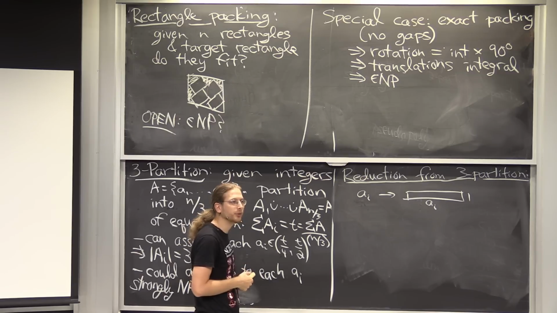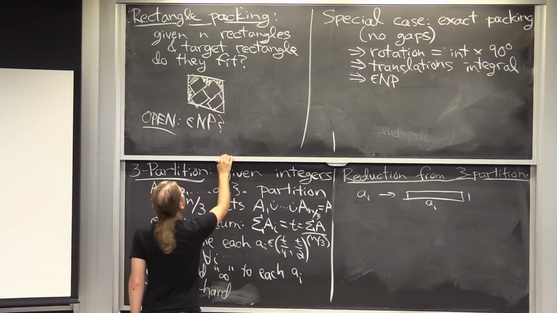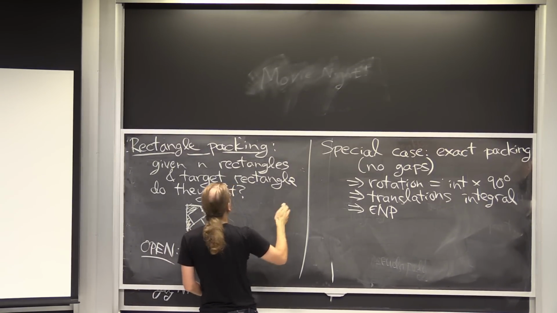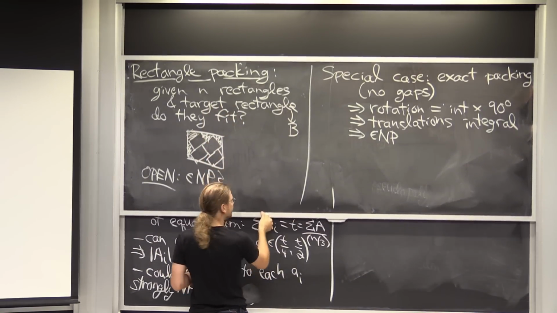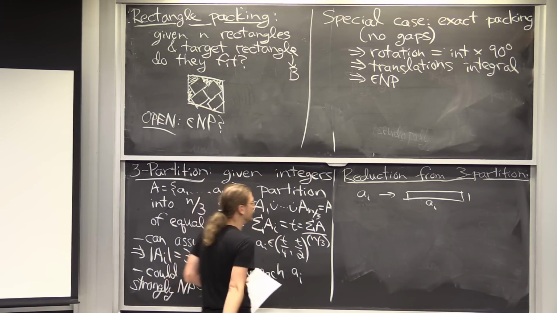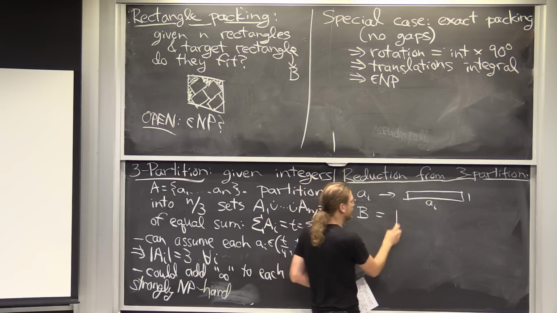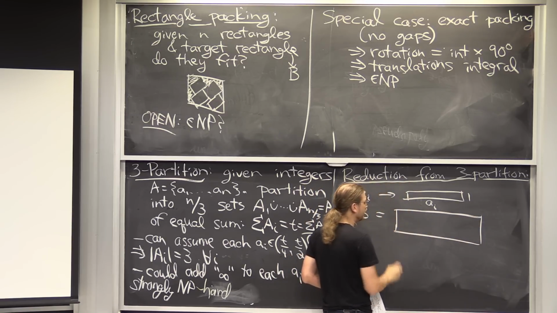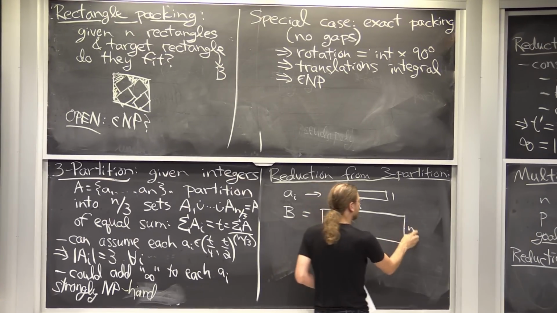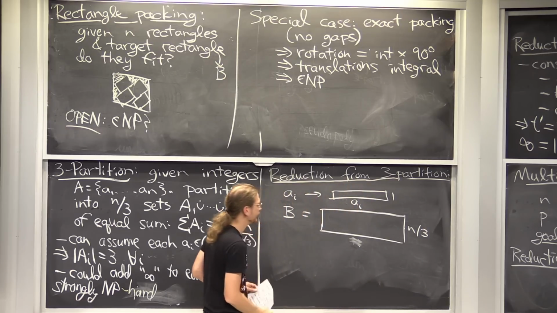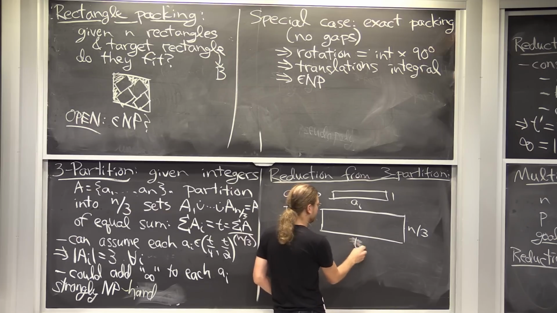All that would be left at this point is the target rectangle, which I didn't give a name. So let me call the target rectangle B. That's what I use in my notes. So let's say B is going to be, what is the height of the rectangle? N over 3. Yes, right. And then the width? The sum divided by n over 3. The target sum, yeah, T.